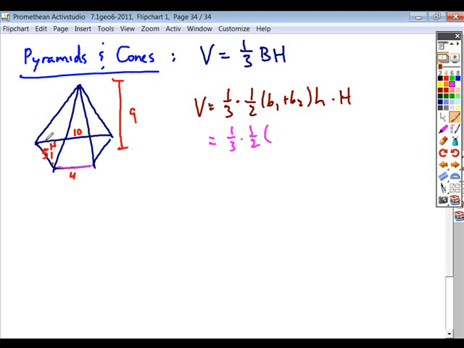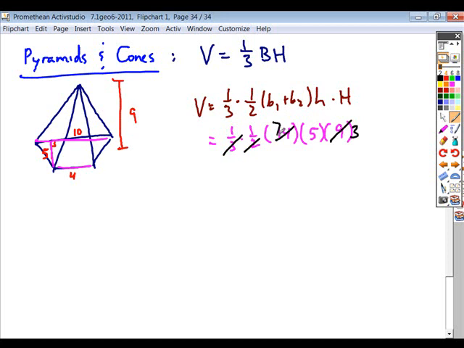What is my base 1 plus base 2 value? 10 plus 4 is 14. My height of my trapezoid is 5, and then the height of my solid itself is 9. So now if I work to simplify, I can take 1/3 of 9 is 3, half of 14 is 7.